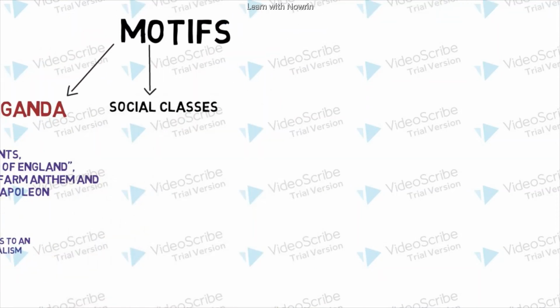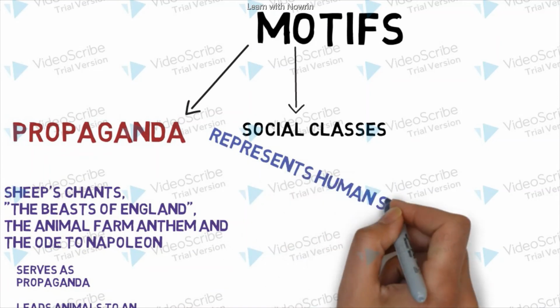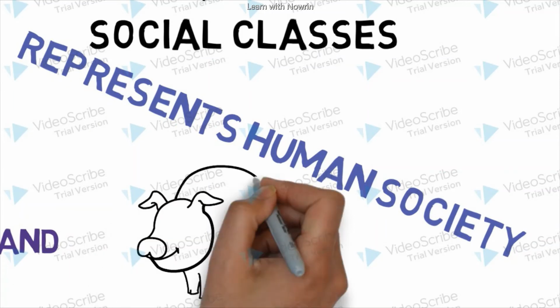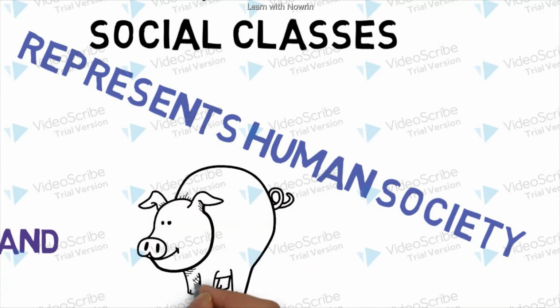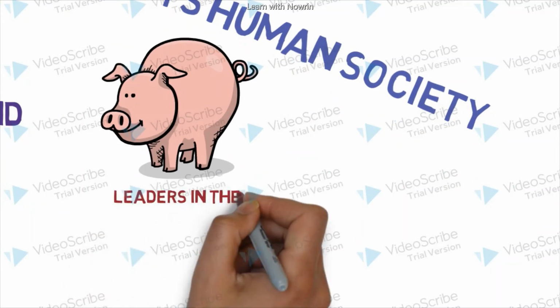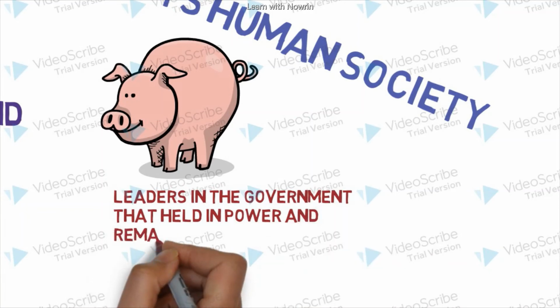Then comes the social class. Animal Farm is a representation of human society. The different species of this farm represent different classes in the Soviet Union and their roles in the society. The pigs especially represent those in the government that held power, evolving into a dictatorship.